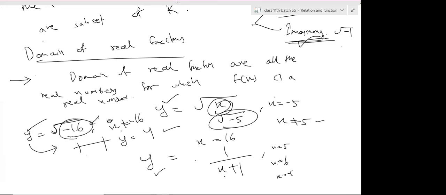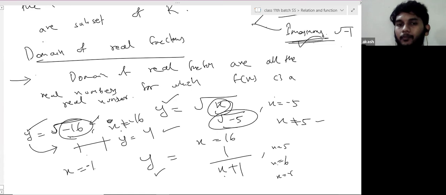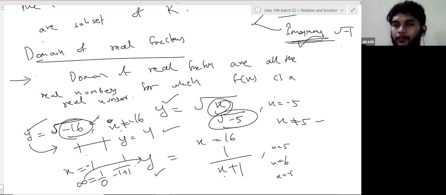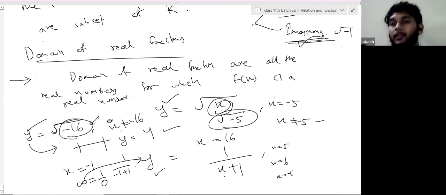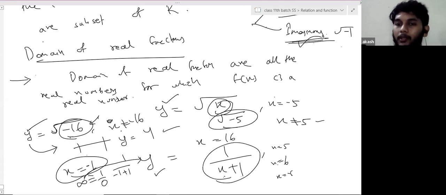But if you put x equals -1, what happens? 1 upon -1 plus 1, so 1 upon 0. What is 1 upon 0? Infinite. So is infinite a real value? Can we ever get infinite? No. Nobody knows infinite. If you ever say 1 billion, billion, billion, that is still a number. That is not infinite, because as soon as you define infinite, that is not infinite. So we can never get infinite. So x can never be -1. So the domain of this function cannot include -1.